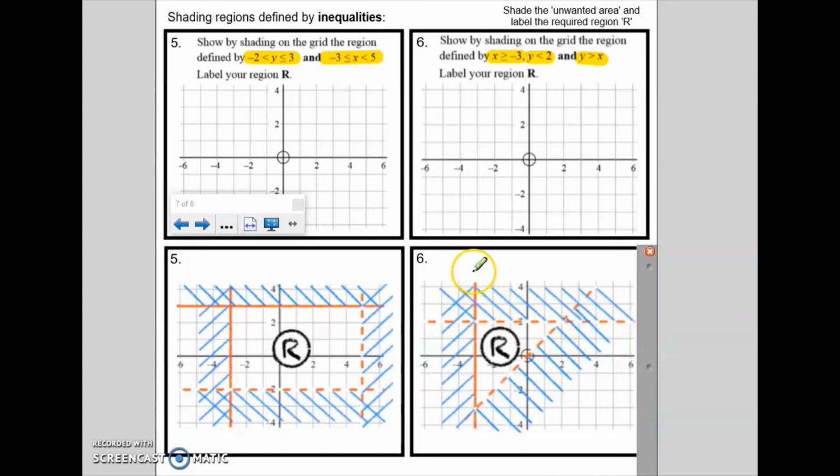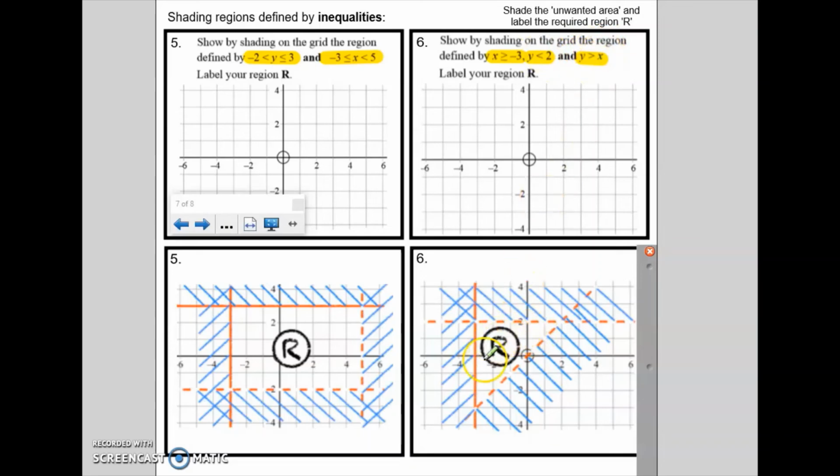So here is x equals minus 3 with a full line. Here is y equals 2 with a dotted line, and here is y equals x also with a dotted line. So now we're looking for the region where the x coordinates are greater than or equal to minus 3, the y coordinates are always less than 2, and the y coordinate is always greater than the x coordinate.